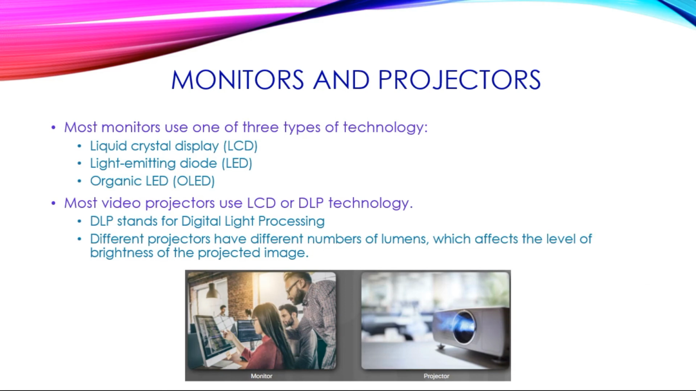All the above mentioned output devices use some technologies to give us output. Monitors, one of the most common output devices, use one of three types of technologies: liquid crystal display LCD, light emitting diode LED, or organic LED OLED. Most video projectors use LCD or DLP technology. DLP stands for digital light processing. Different projectors have different numbers of lumens, which affects the level of brightness of the projected image.